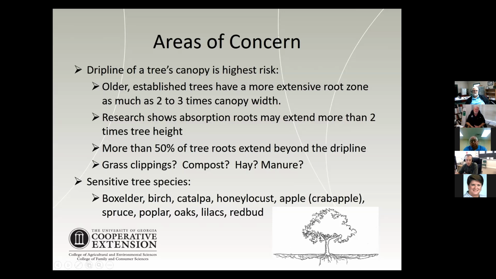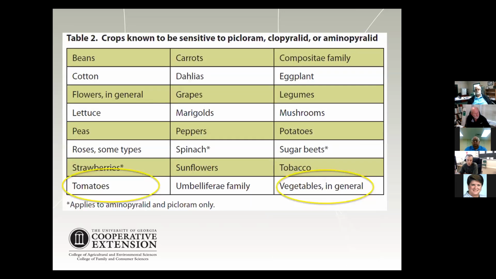And where are you putting that hay, those manure, and those things like that? Where do they end up? There's certain trees that are known to be highly sensitive to these herbicides. Some of the ones that I've had a lot of encounters with are oaks, redbud trees, and poplars. But there's quite a list of trees that could potentially be impacted by these herbicides.